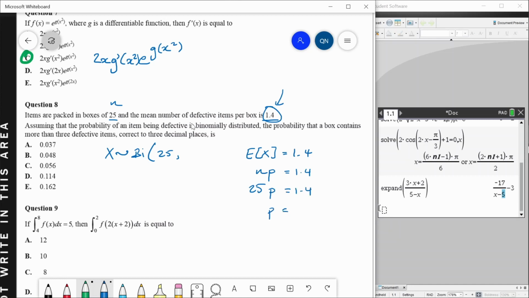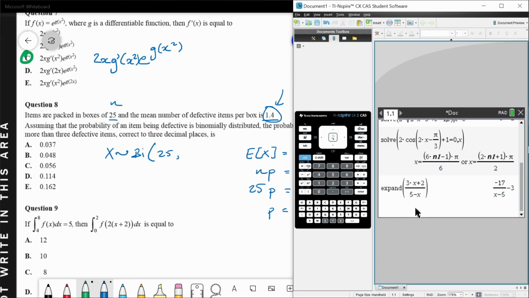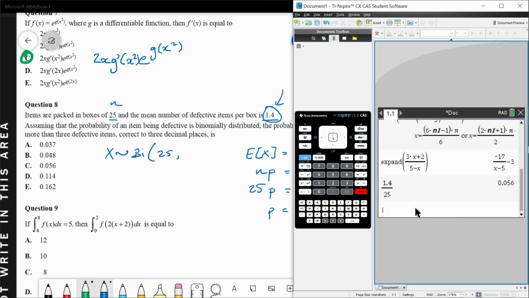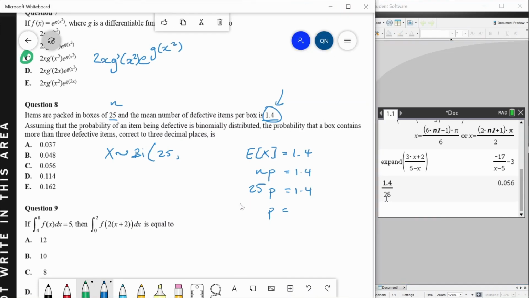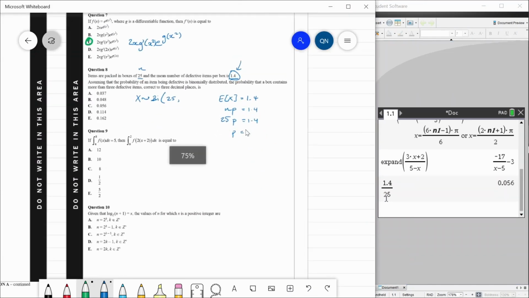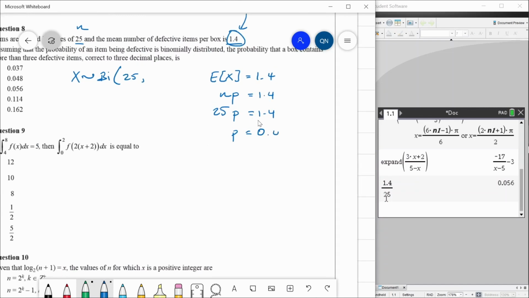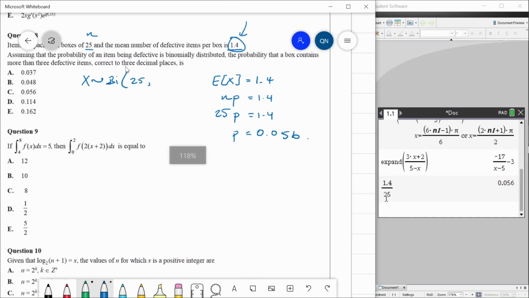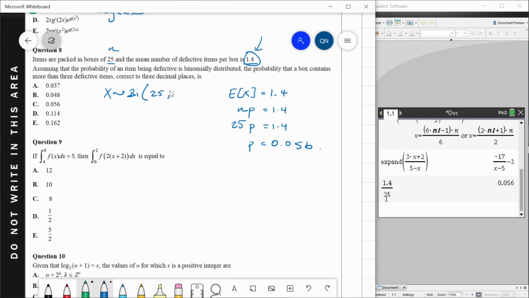Therefore, p has to be equal to, let's see what that is. So we got 1.4 divided by 25. That is 0.056, the p value. Okay, so we might as well just write it in over there. So 0.056. So this is our binomial distribution, and so we're after the probability that a box contains more than 3 defective items. The P(X greater than 3), because more than 3.